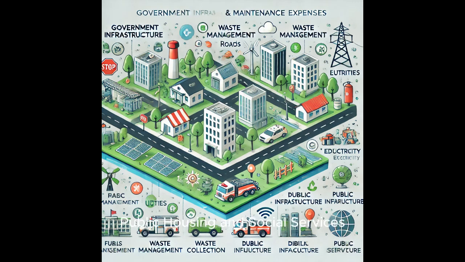Public housing and social services. Supporting vulnerable populations requires continued investment in housing and social programs. Key expenses include maintaining public housing facilities, funding homeless shelters and rehabilitation programs, upkeeping senior citizen centers and community care facilities.